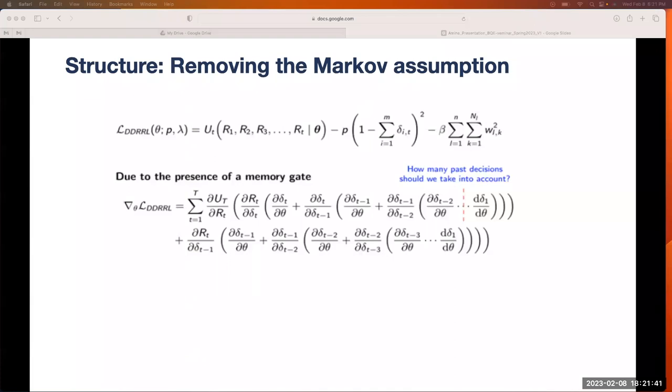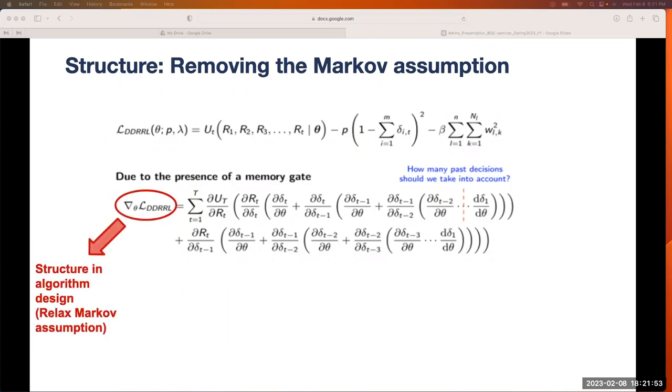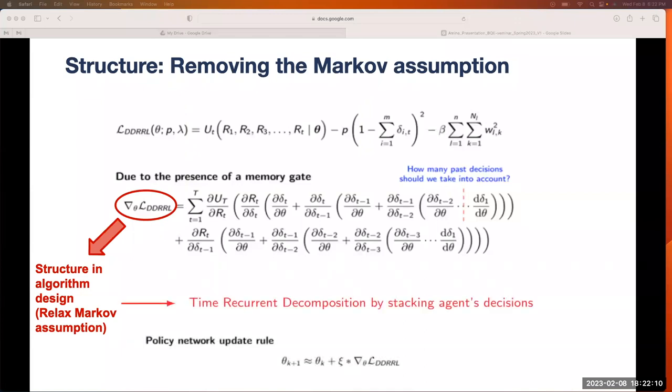Then the Markov assumption makes the computations easier, but is not generally valid in financial problems that are usually path dependent. So in the gradient computation of the loss, we take into account k previous decisions using a chain rule to relax the Markov assumption, where K is a hyperparameter optimized using our training and validation sets. For our data set where we made hourly decisions, we found K equals 4 or 5 to be the best. I mean, 4 or 5 times step backwards in time.